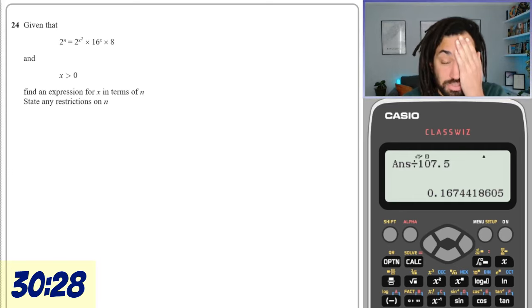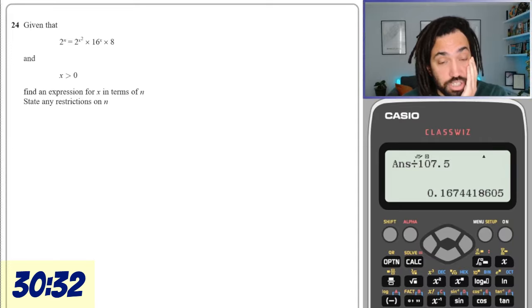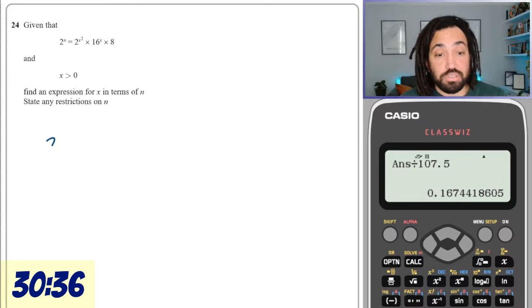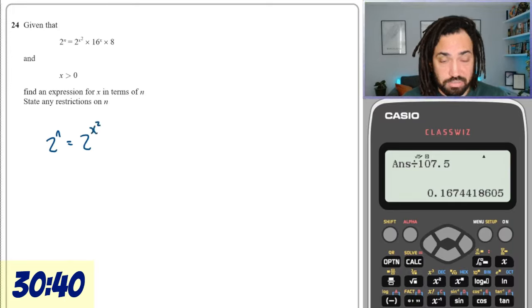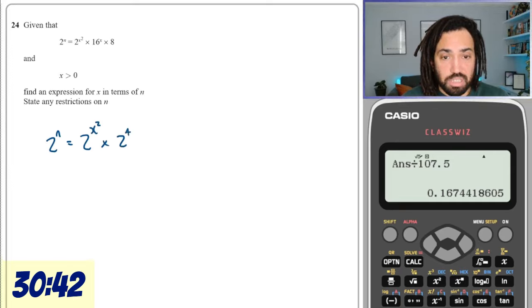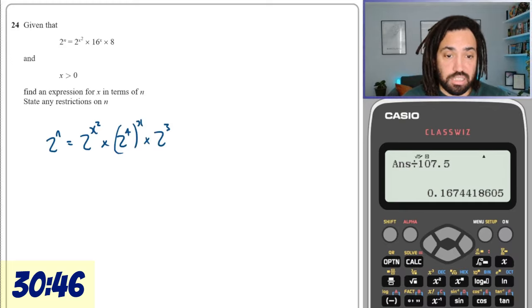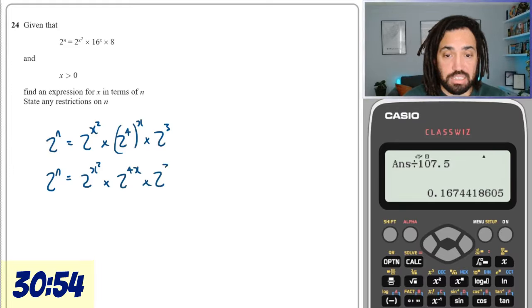Find an expression for x in terms of n. State any restrictions on n. Holy moly. Right, these are all powers of 2. So this is 2 to the n, 2 to the x squared, that's fine. Times 16 is 2 to the 4, and that's 2 to the 3. So 2 to the n is equal to 2 to the x squared times 2 to the 4x, you can multiply out like that.